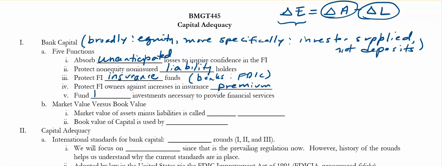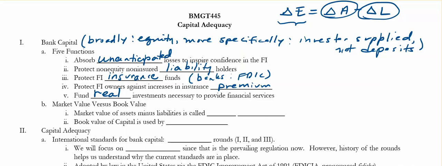And the fifth function of bank capital is that it finances the real investments necessary to provide financial services. Up to this point, we've talked about the bank collecting deposits and then loaning them out. Well, in none of that discussion did we consider the fact that the bank has to pay for its building, and that would be an example of a real investment. Something has to finance that.